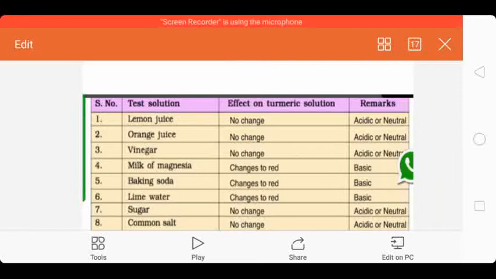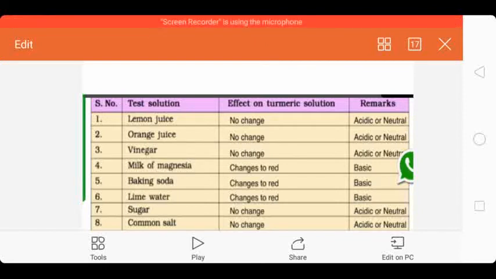Okay, vinegar. Acetic acid is present in vinegar, and since it is an acid, there won't be any change when turmeric solution is added. Okay, and milk of magnesia. Milk of magnesia is a basic substance, and the turmeric solution will turn the substance red. Okay, and it is a basic substance. Baking soda. From the name itself you should understand it's a basic substance. When baking soda is mixed with turmeric solution, it will become red because it is basic in nature.